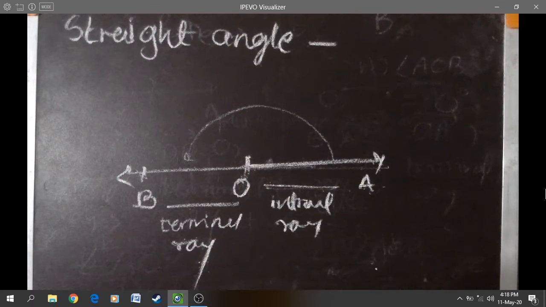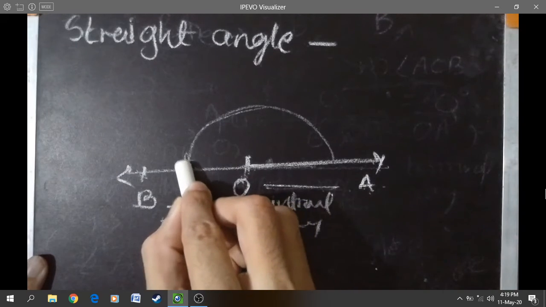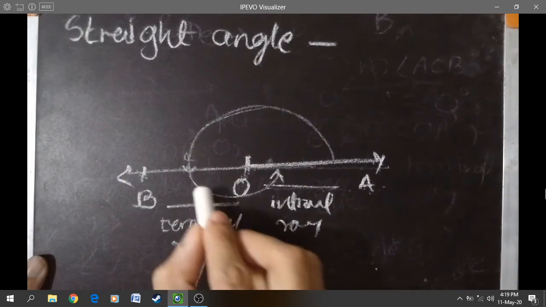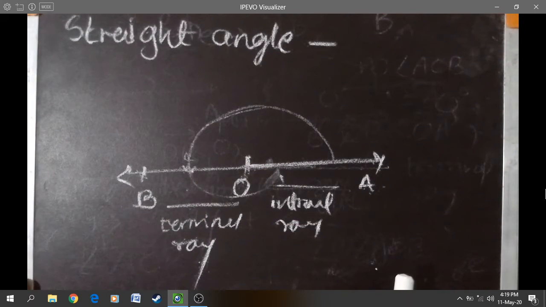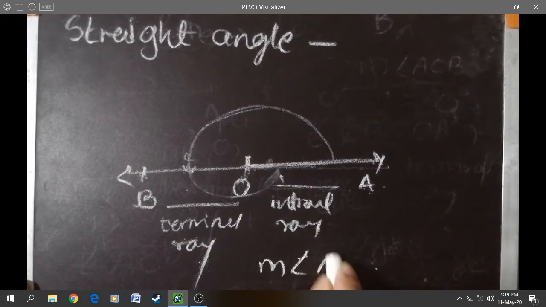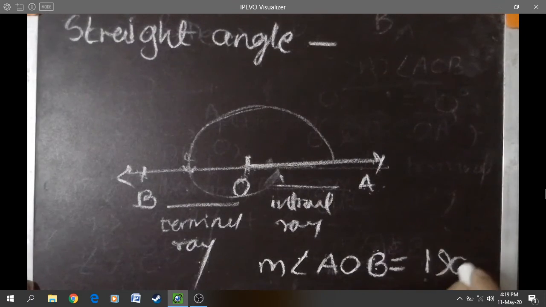And half of one rotation angle is a straight angle, right? What was the one rotation angle? One rotation angle was completing the circle, right? But in this case, we are doing it only half. So it is half of one rotation angle. So the measurement of AOB should be 180 degrees. Straight angle is 180 degrees. So these are quite simple to understand.